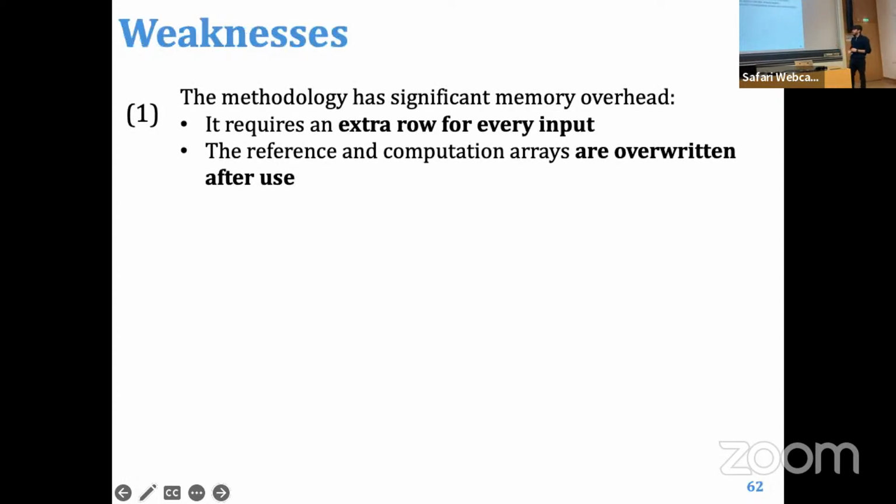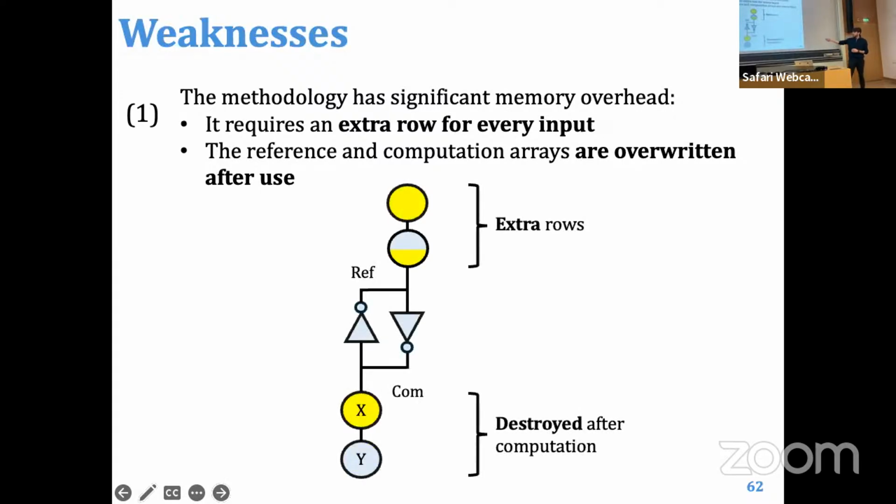First of all, the methodology has significant memory overhead. We can see that for every operand, we need an extra row. And these rows are, as we said, maybe 4 kilobytes, they are long. So we're sacrificing this space during the computation in order to have these extra rows that actually serve us nothing. And we have to initialize them. It's a general hassle, having all these extra rows.